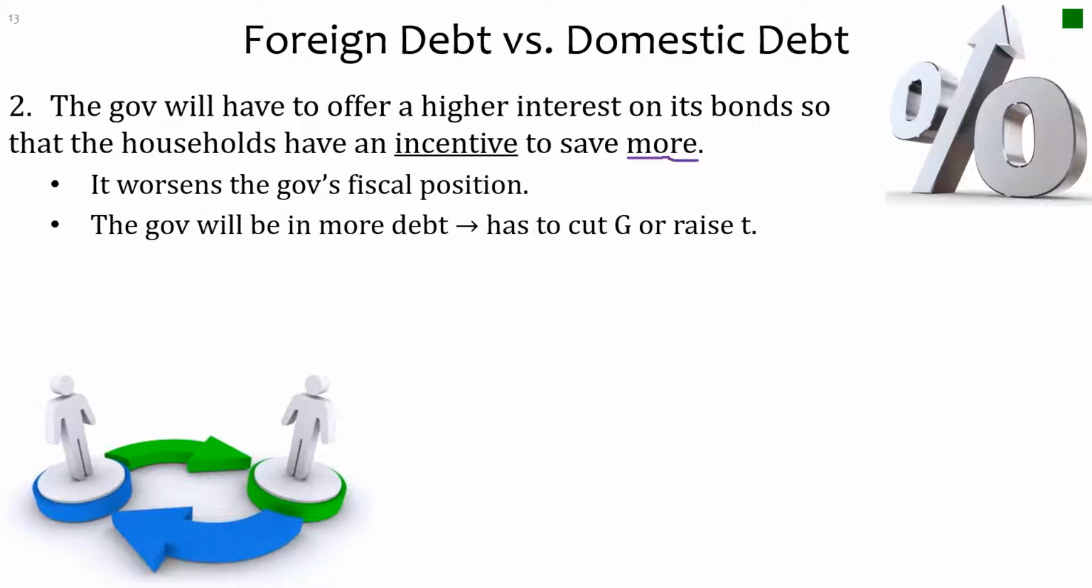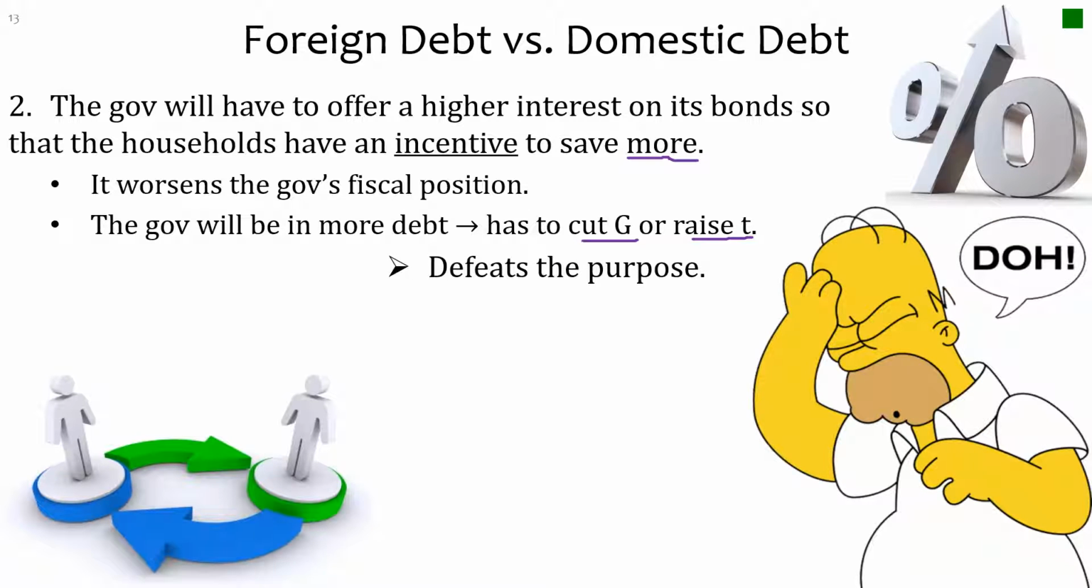The whole point, the whole argument was that you want to stimulate the economy. You cannot stimulate the economy by cutting G or raising T. That's a fiscal contraction. It's not going to stimulate your economy. That's going to defeat the purpose. So the idea is that let's not be too smart. You cannot change anything by changing the composition of the debt, whether it's domestic or foreign. That's not going to make a difference.